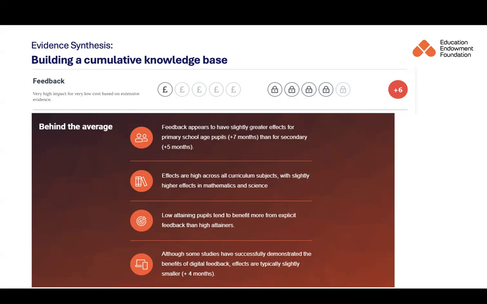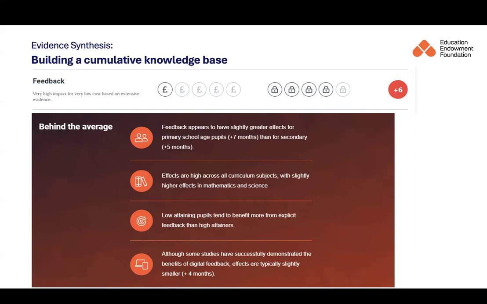And we are the people that go and read all of those individual studies, but then we systematically analyze the evidence to produce accessible summaries so that teachers can draw on the insights from those 200 studies without needing to read each of them individually. And so our teaching and learning toolkit tries to summarize the evidence for 30 different pedagogical approaches and provides information on how expensive it is, information on how secure the evidence is, and information on how impactful the approach is.